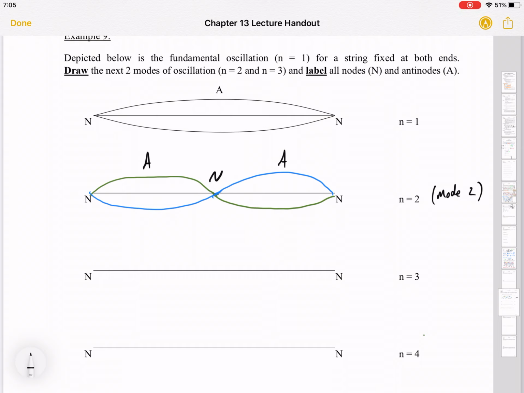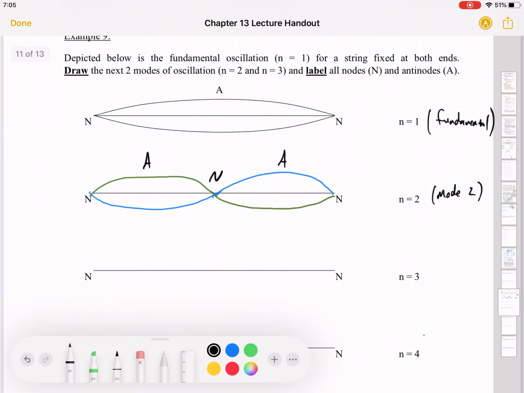And this first one is the first mode. Sometimes we call this the fundamental. And the second one, sometimes we call it the first harmonic and the second harmonic. Maybe the second harmonic and the third harmonic. That's more for musical instruments, and we'll talk about that in the future.